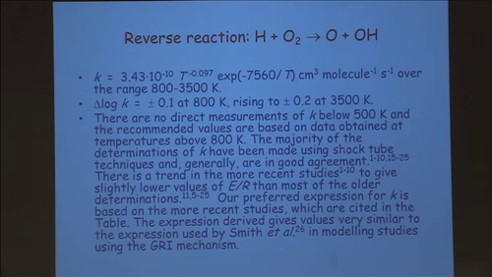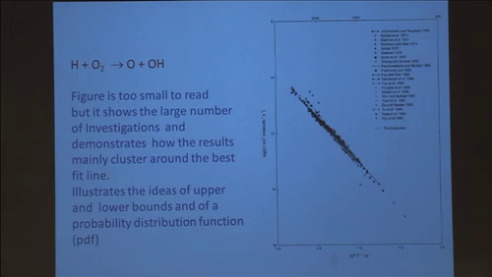It says there are no direct measurements below 500 K. The majority of the determinations of k have been made using shock tube techniques and generally in good agreement. There is a trend in the more recent studies to give slightly lower values of E over R than most of the older determinations. Our preferred expression for k is based on the more recent studies which are cited in the table.